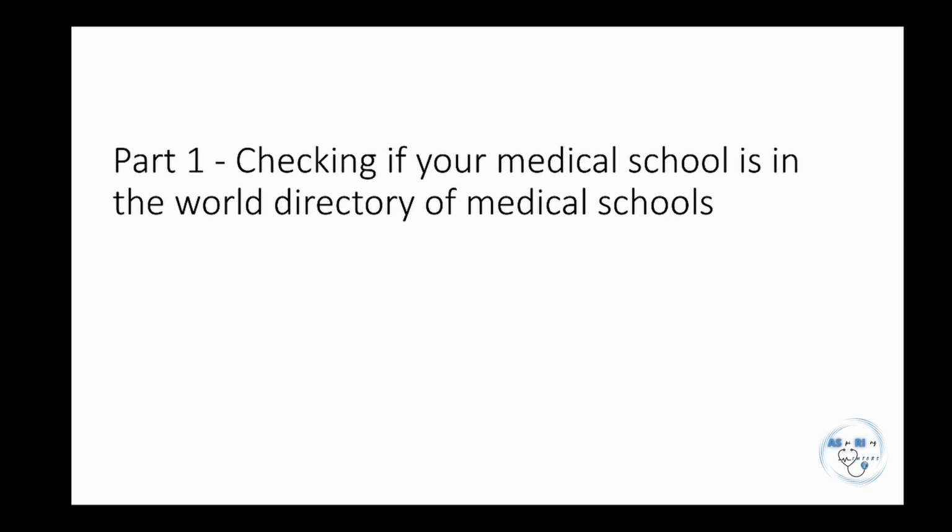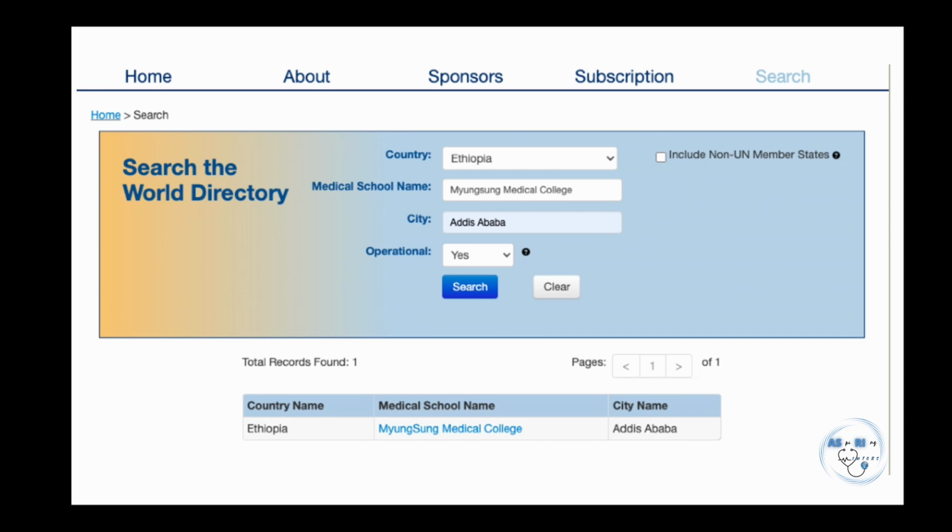So to check if your medical school is in the directory, you go to the website wdoms.org, and this is where you're going to check. So the website's going to look like this. You're going to enter your country, your medical school name, and your city. And for instance, this is my medical college. If it is in the directory, you can proceed with the next part.